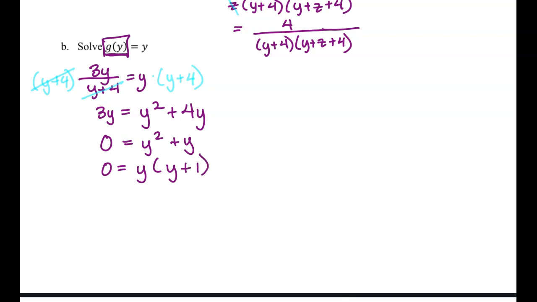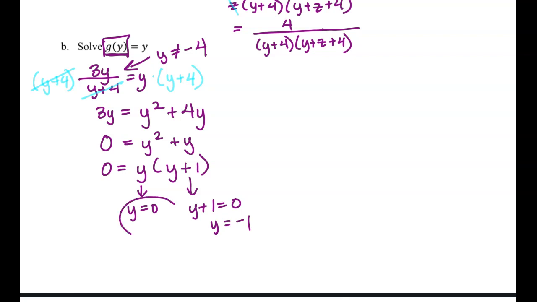And now it's still there, and it tells you that y equals 0 would make this a true statement. And we also know that y plus 1 equals 0, or y equals -1 would make this a true statement. Remember, this is a rational equation, so you really need to check. So looking back at our original equation, y can't equal -4, but 0 and -1 are both totally fine, so we will keep both of them.